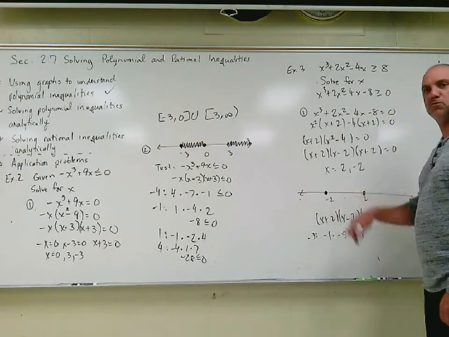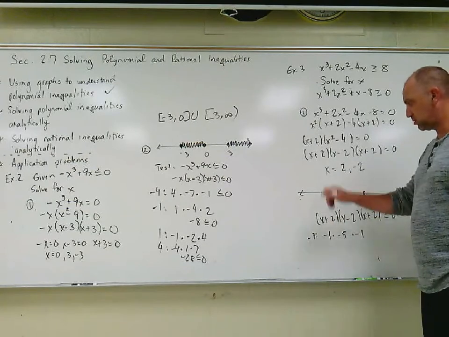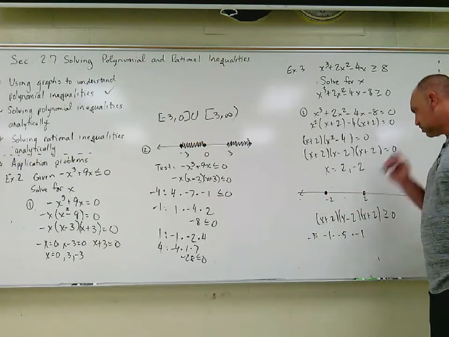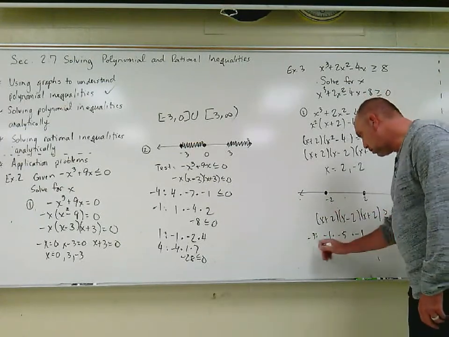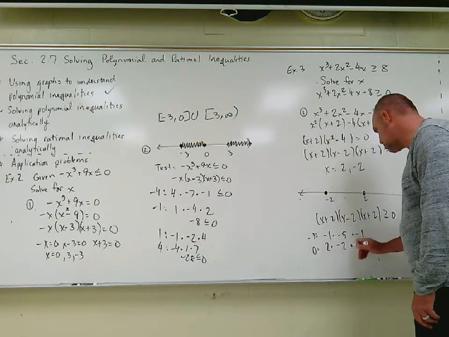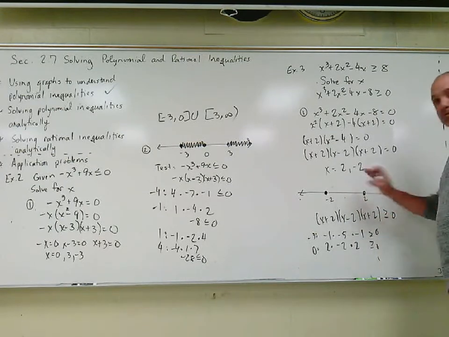Then I'll do, well, think. If negative 2 is a double root, what does the graph do? Bounces. So if it's already below, it's probably going to stay below there, all right? So I'll plug in, say, 0. If I plug in a 0, I get 2 times negative 2 times 2, which is that greater than or equal to 0? So no, it's still false.